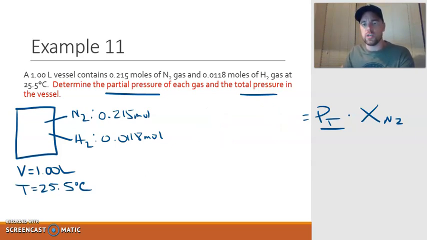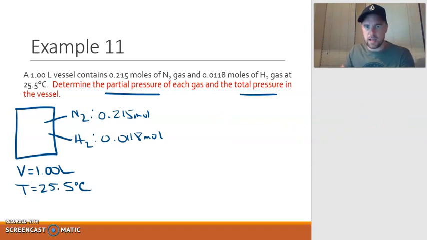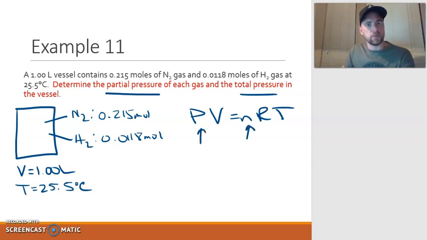Well, we are going to use the ideal gas law. We're going to use the fact that the ideal gas law is PV equals nRT. And here's the thing. Whatever you plug in for number of moles is going to be what you get for your pressure. So if I plugged in the number of moles for nitrogen, for example, that will give me the pressure for nitrogen. And that's your partial pressure that you're trying to solve for. So let's go ahead and do that. Let's get it set up.